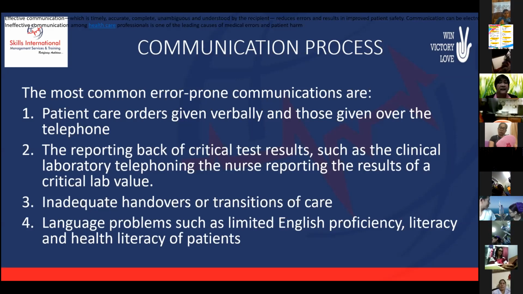Literacy and health literacy of the patient is another problem. So we know most of our adult patients, those who are old, cannot even speak English. Okay? So we have to communicate with them through gestures. We have to communicate with them with the language that they can adapt to or the language that they can understand. So these are the most common error-prone communications.